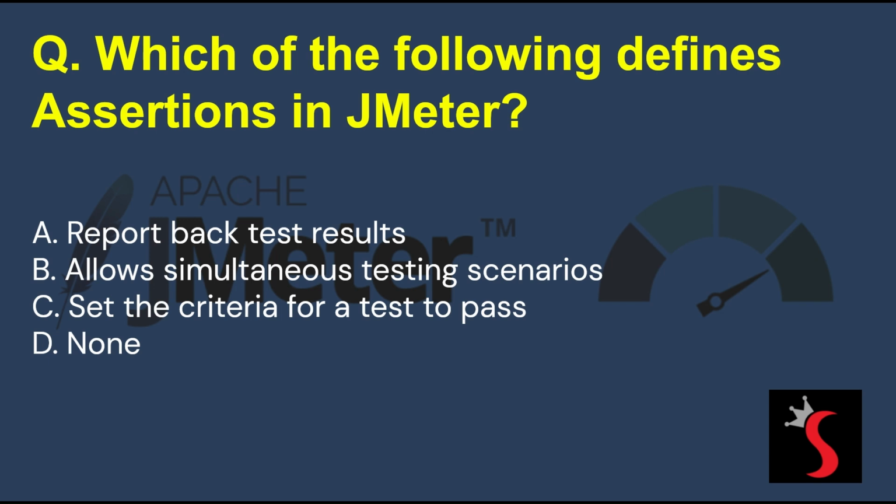Which of the following defines assertions in JMeter? A. Report back test results. B. Allows simultaneous testing scenarios. C. Set the criteria for a test to pass. D. None.